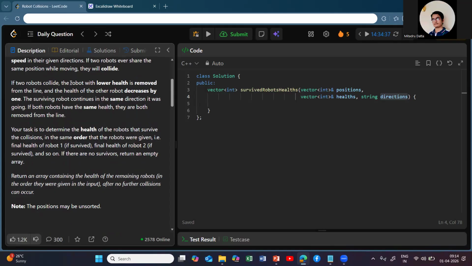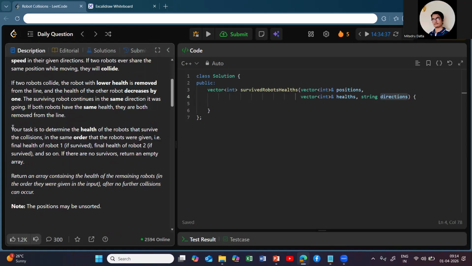In case of collision, the robot with the higher health survives, the lower health is immediately reduced to zero, and the higher health also decreases by just 1 unit. The surviving robots continue in the same direction as they were going. If both the robots have the same health, they both are removed from the line.